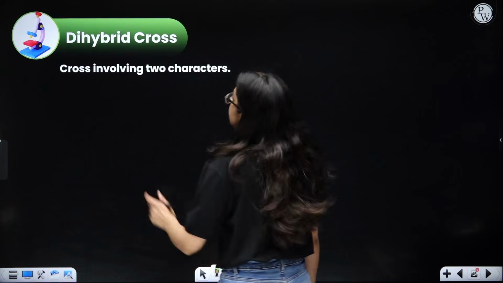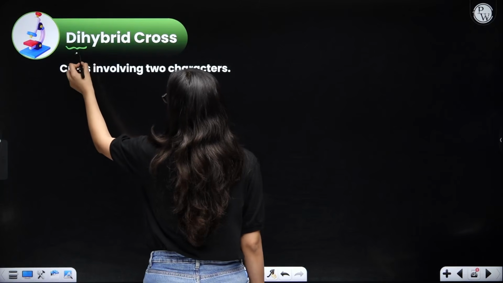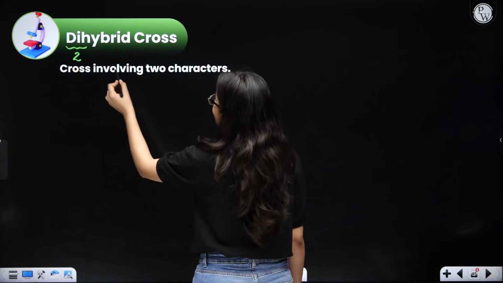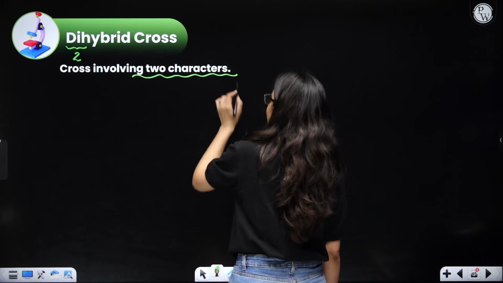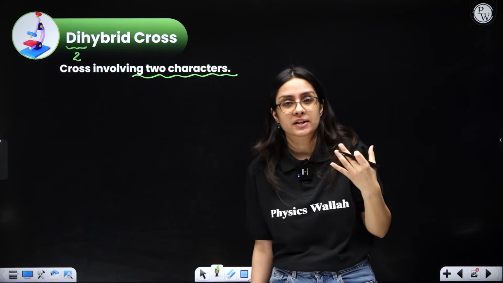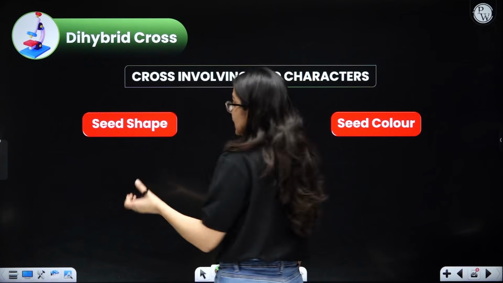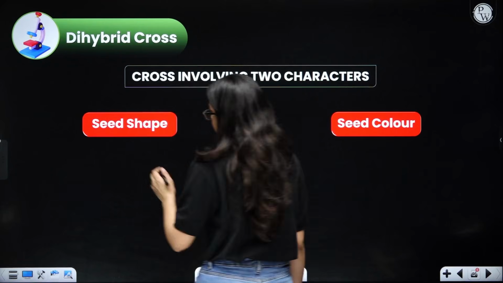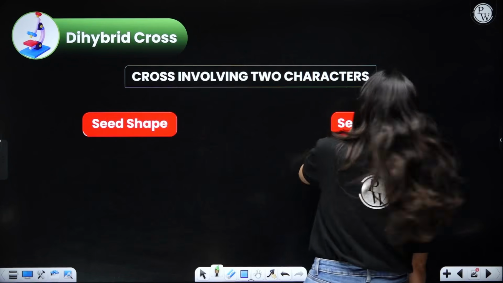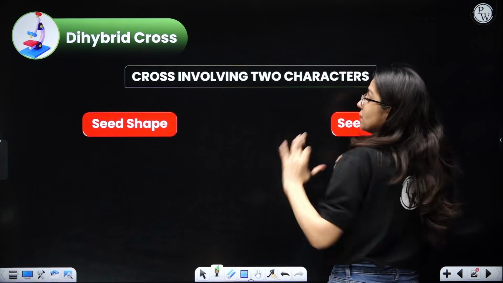Now, talking about dihybrid cross. In a dihybrid cross, di actually represents 2. So, it means that there is a cross that involves 2 characters that are being taken into consideration simultaneously. Let us try to understand this with an example. So over here in dihybrid cross, let us talk about seed shape and seed color, and we are going to take both of them together.